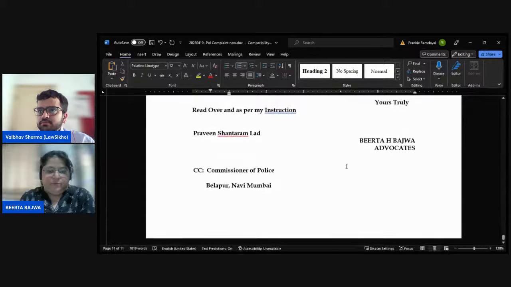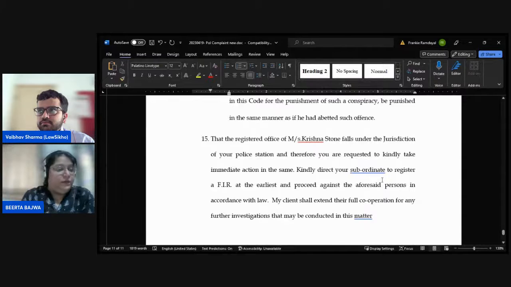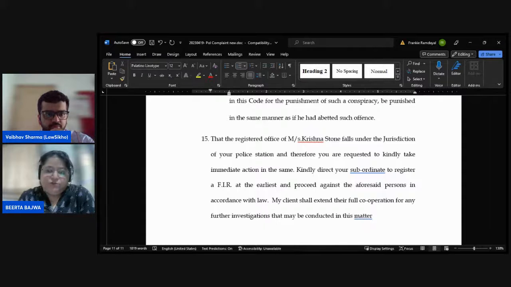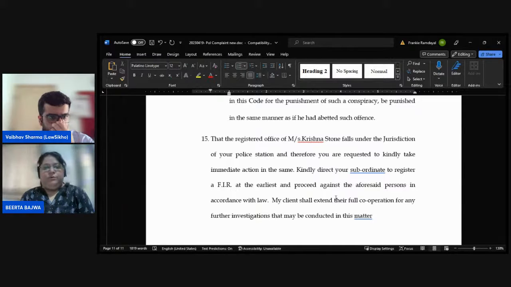Last paragraph. That the registered office. Now, why am I sending it to this police station? We always have something called jurisdiction. What exactly is jurisdiction? Jurisdiction means that the area, the cause of action or the offence has been committed within the jurisdiction of that police station. We need to always mention and inform the police station why that police station has the right to conduct the investigation, why it can take this complaint and conduct an inquiry.